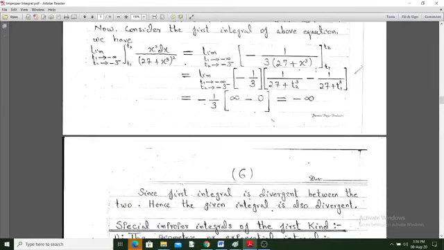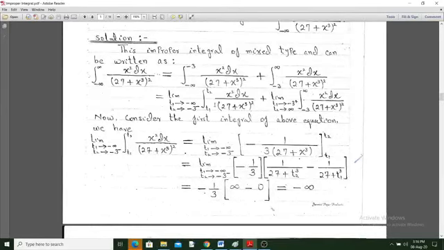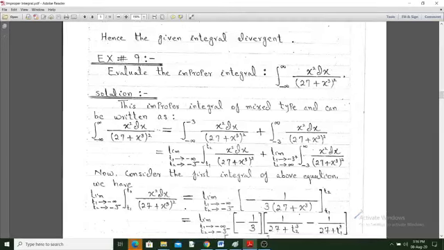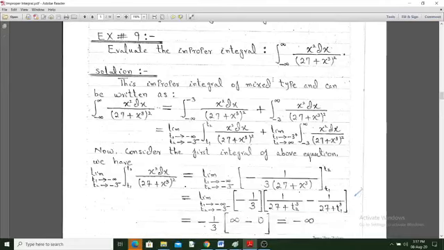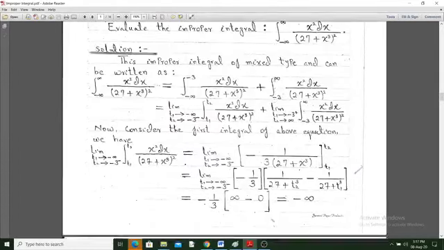So our given integral is divergent. Let's suppose if our first limit is convergent, then we have to calculate the second integral. And if the second integral is also convergent, then the answer of our given integral is the sum of these two integrals. But if the first one is convergent and the second one is divergent, then our given integral is also divergent.